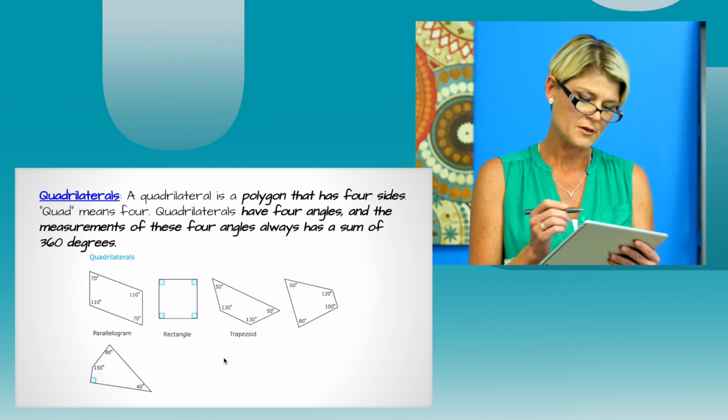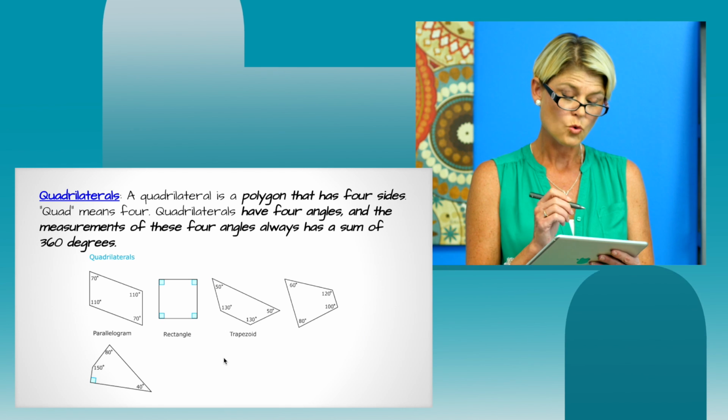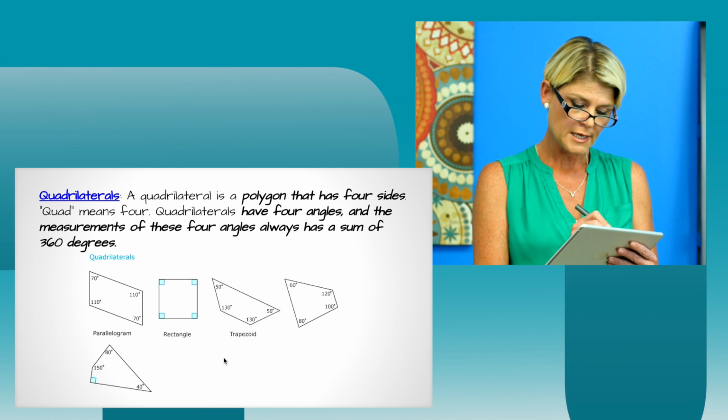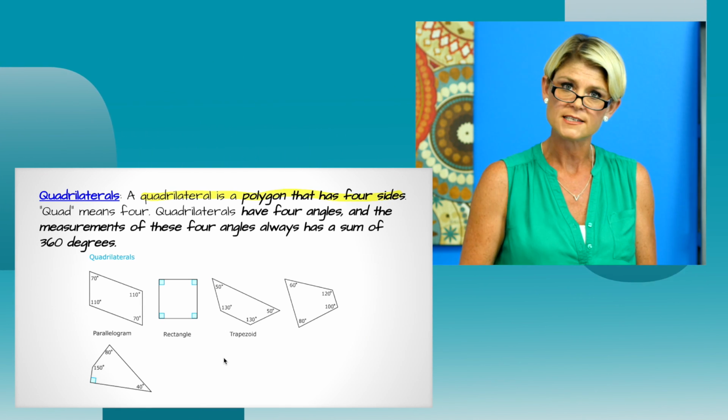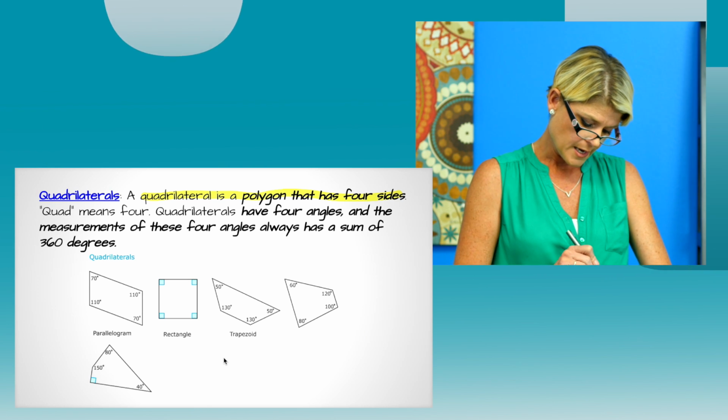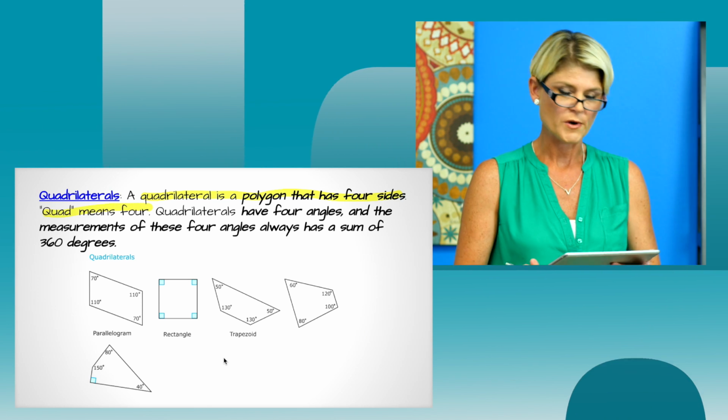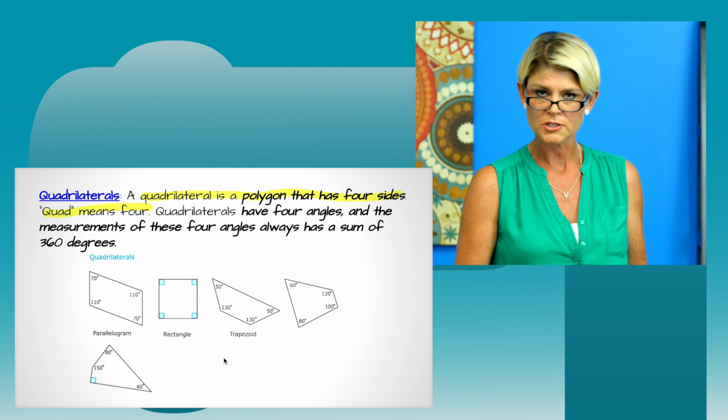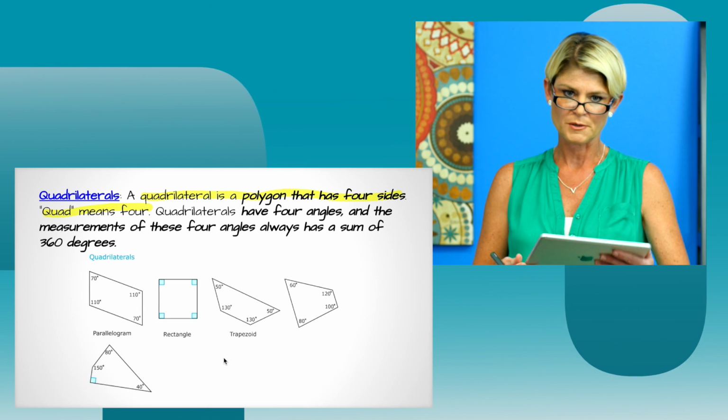All right, now quadrilaterals. Let's talk about the definition of quadrilaterals. A quadrilateral is a polygon that has 4 sides. Quad means 4.